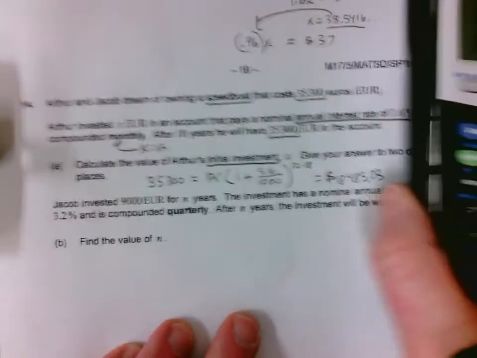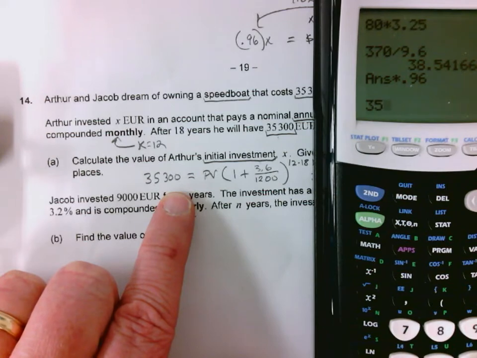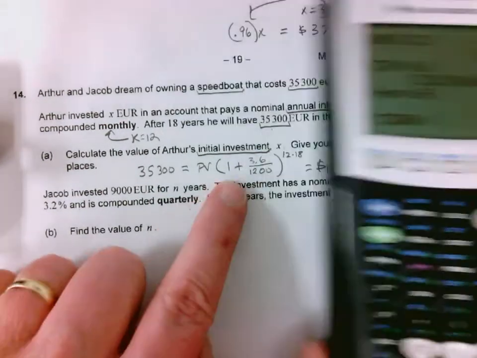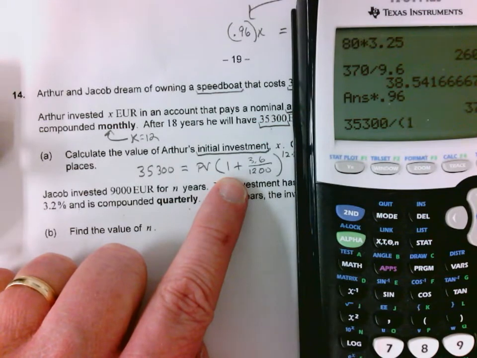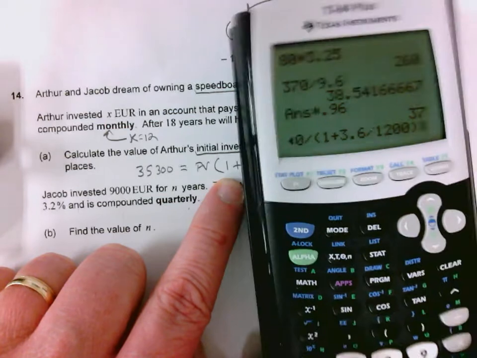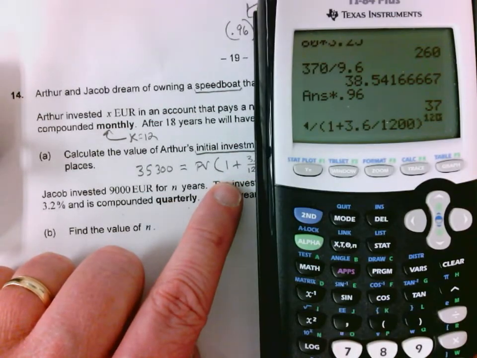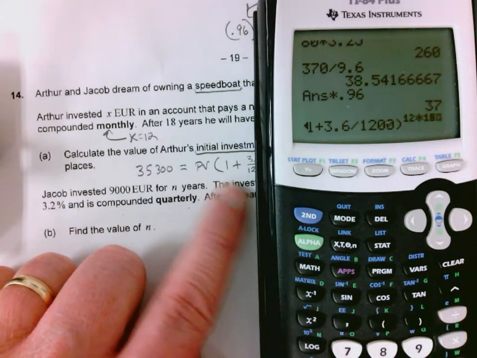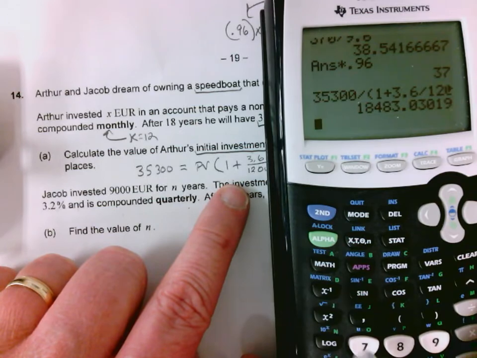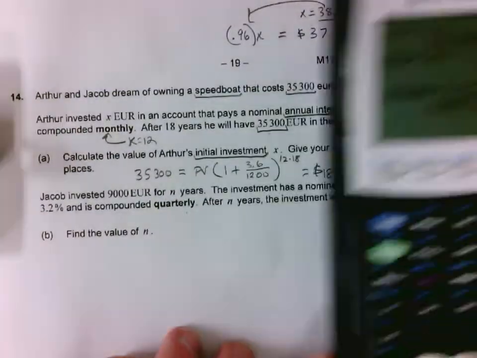And the other way to do that, again, is to take 35,300 and divide it by this mess right here: 1 plus 3.6 divided by 1200, raised to the 12 times 18. I may have said 150 before. It's not. It's 18,483.03. All right.